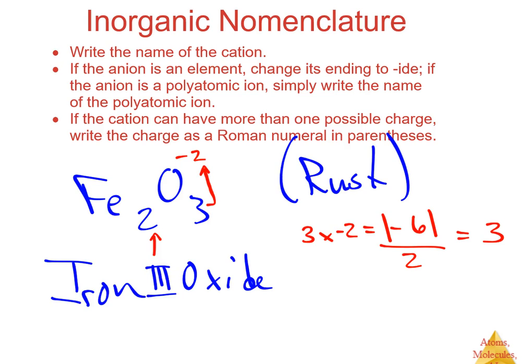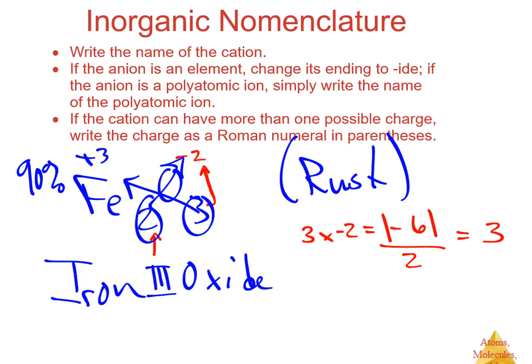Okay, that's the longer and harder way. The easier way is what I call the hop and swap. The hop and swap means the number of atoms becomes the charge of the thing. And that will be right 90% of the time. This process is right 100% of the time. Okay?